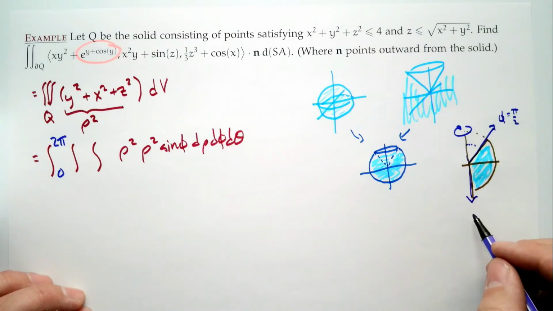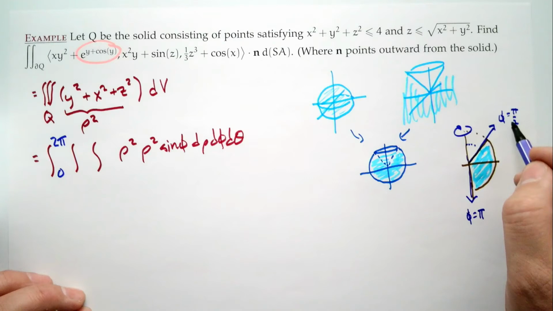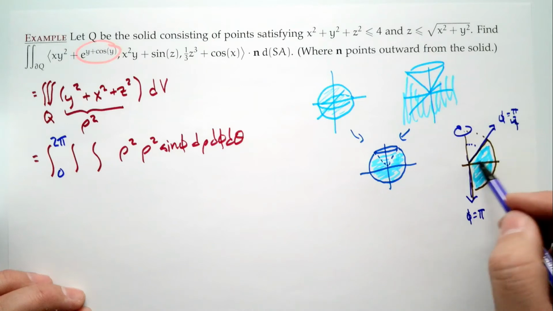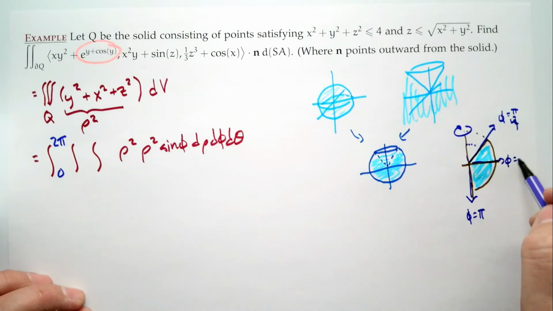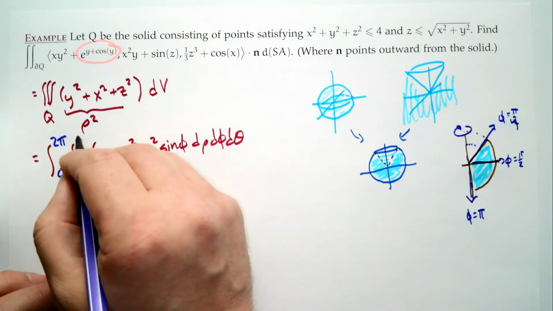What angle is that? Pi. And I wrote pi halves, but I should have written pi fourths. Pi fourths, and I stop at pi. So pi halves is over here, and I'm hitting the region there. All right. So the bounds for phi, pi fourths to pi halves.